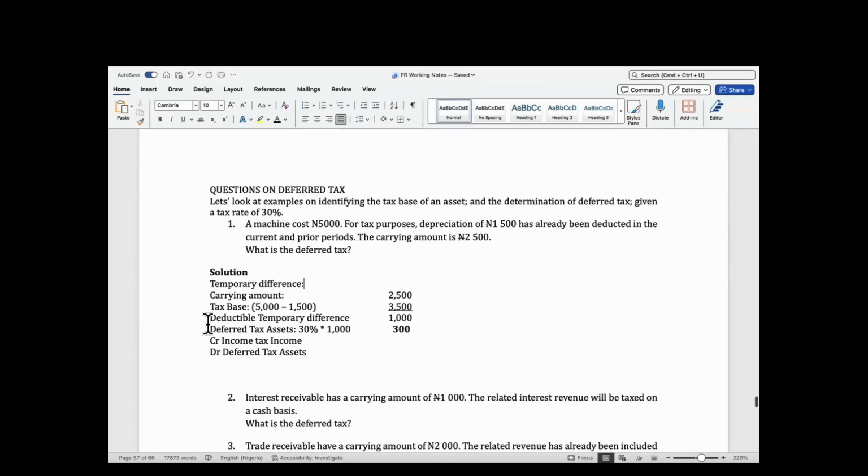Sir, they said for tax purposes, depreciation of 1.5 has already been deducted, and you deducted it again from the tax base, from the cost and then the depreciation, to get your tax base. But they said already that it has been deducted in the current and prior period. Yeah, yes. So since it has been deducted, that's what I just did, to do what they said has been done.